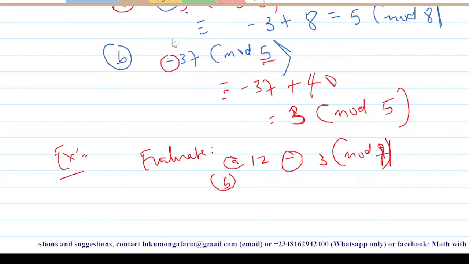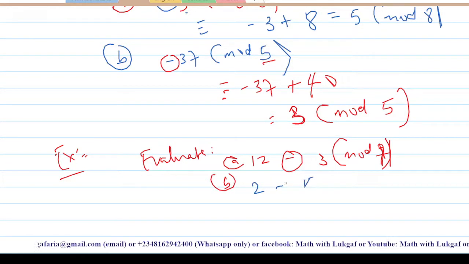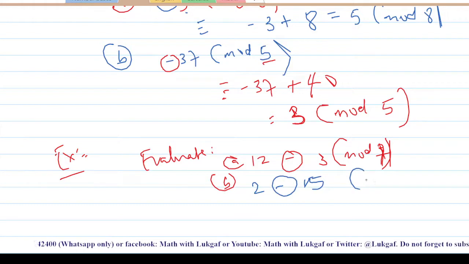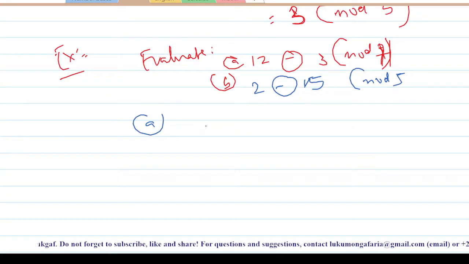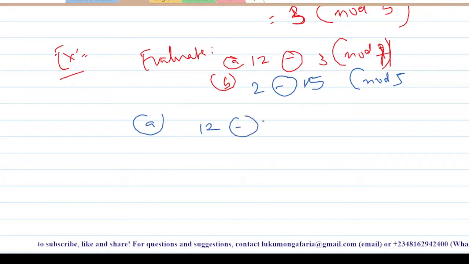Then the second one, 2 minus 15, mod 5. So don't forget, you don't need to stress yourself. The first one is simple. You can use the 2 methods I taught you in the addition.